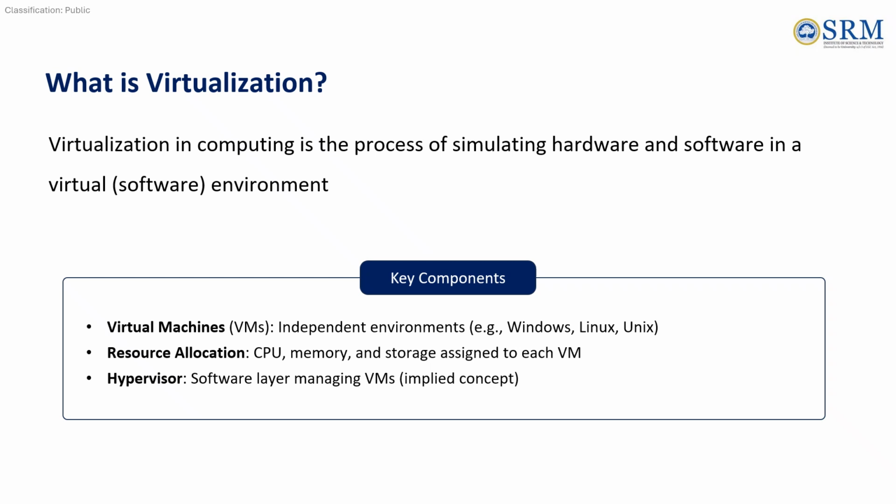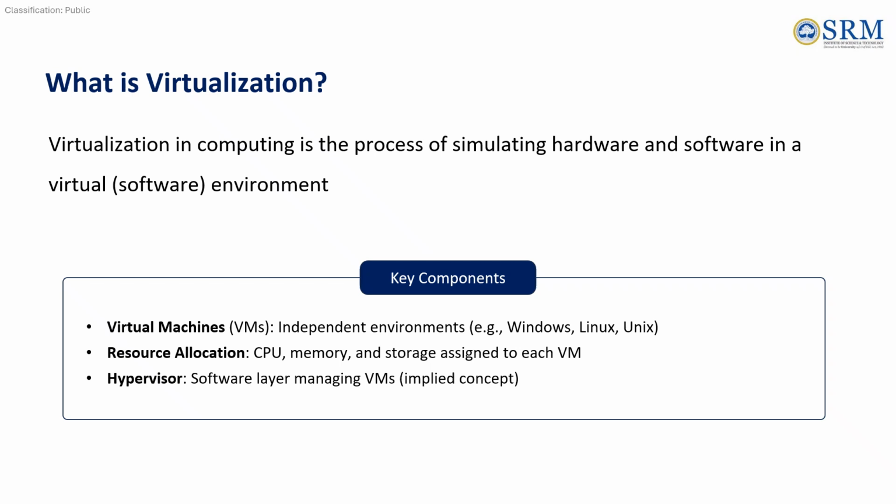A virtual machine behaves like an independent computer. For example, one virtual machine can run Windows, another can run Linux, and another can run Unix, all inside the same physical system. The system resources such as CPU, memory, and storage are divided and allocated to each virtual machine based on the requirements. To manage all these virtual machines, we use a software layer called a hypervisor, which controls and monitors the virtual machines.